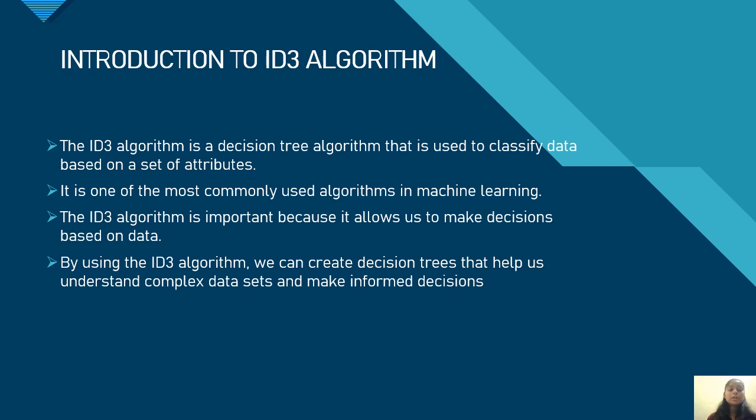For a problem, we are going to have a set of attributes as well as the target variable. In that, we are going to use this decision tree algorithm by classifying the data on the set of attributes. We can say that the ID3 algorithm is one of the most commonly used algorithms, and it allows us to make decisions based on data, and we can create decision trees, understanding complex data sets and making informed decisions.